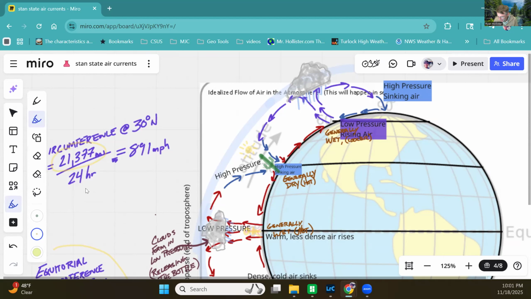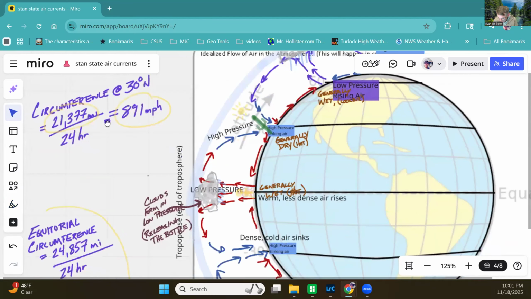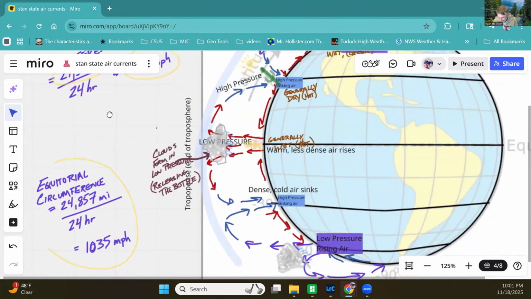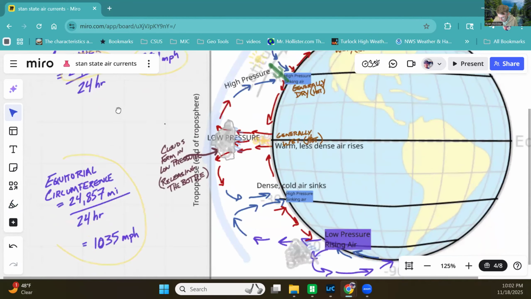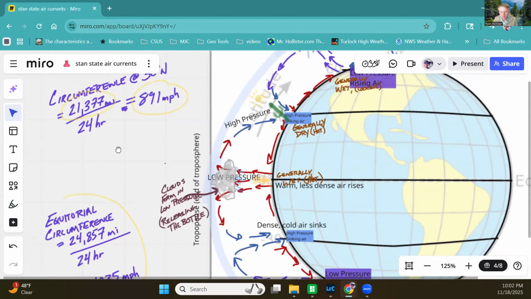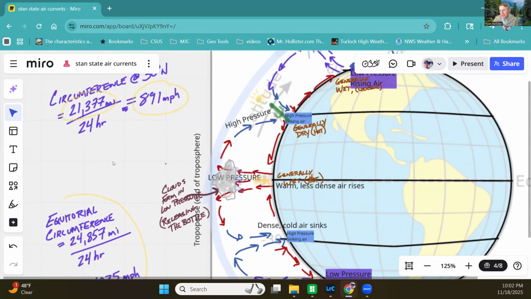So if you're standing at 30 degrees north, which is about where we are, give or take a few degrees, and you divide that by 24, that means folks where we're at are only going about 891 miles per hour compared to the screaming fast equatorial region, which is 1,035 miles an hour. So that's a 150-ish miles an hour difference. All right, that's a pretty big difference. So why do we care? Well, let me show you.